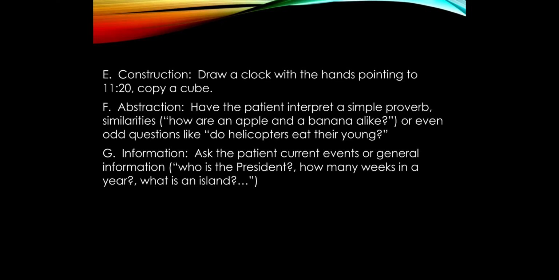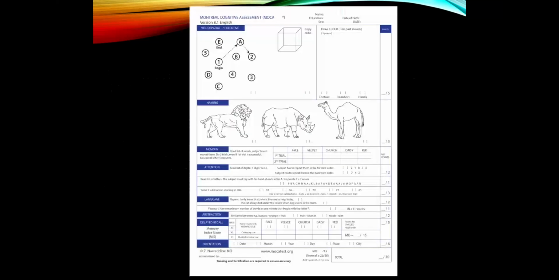We like to ask general information. So if they watch TV, as older individuals frequently watch the news all the time, what's going on in the world? Who's the president? Some basic things like that. I like to ask patients if they can define what an island is and then list as many islands as they can. So we put all of this together to get information about the cognitive function of the patient.